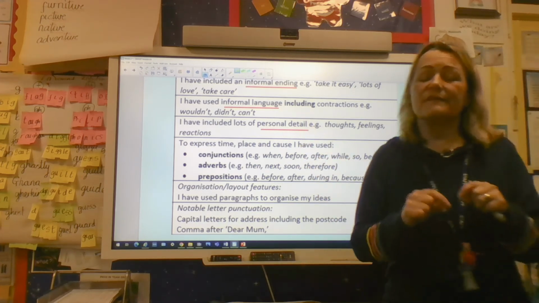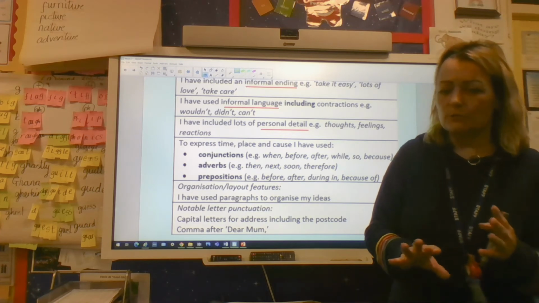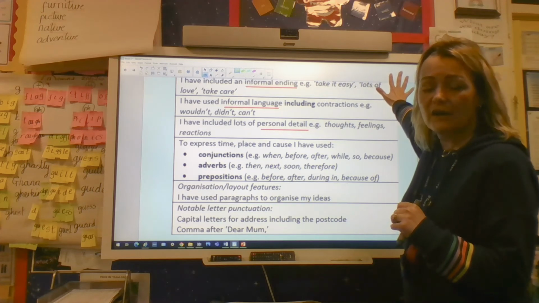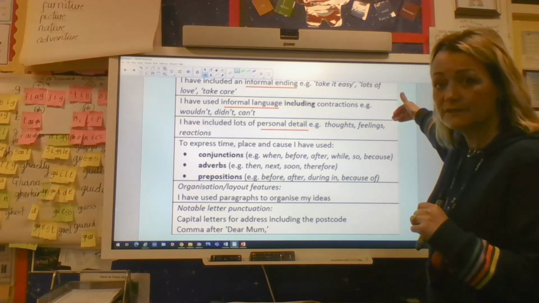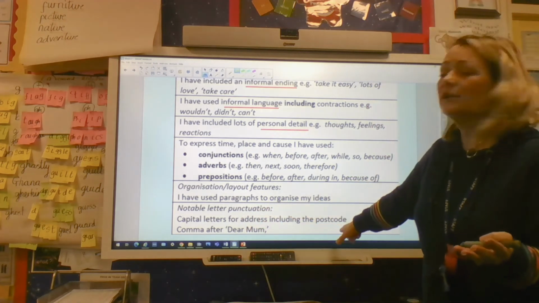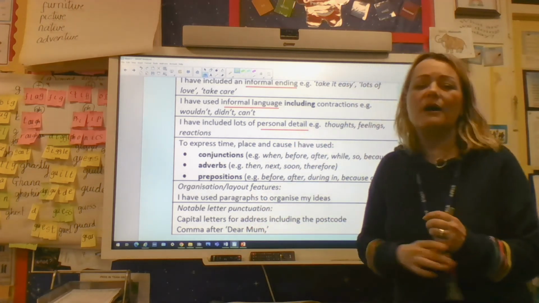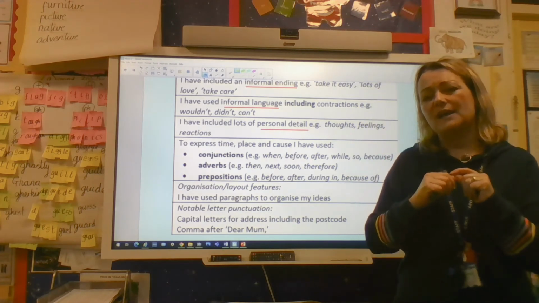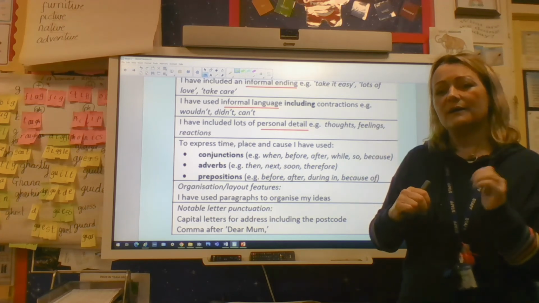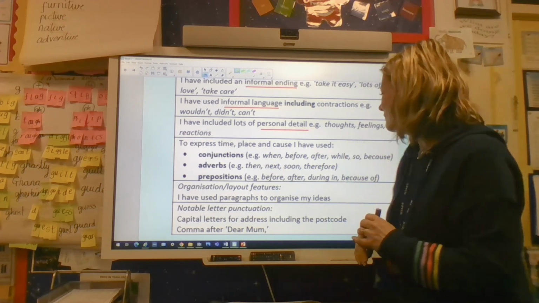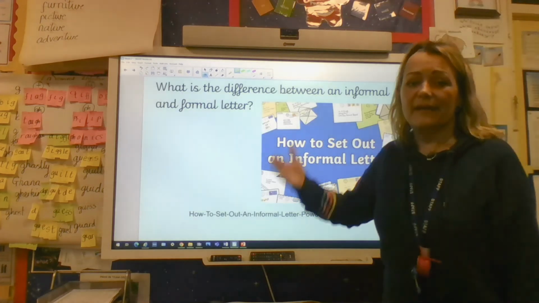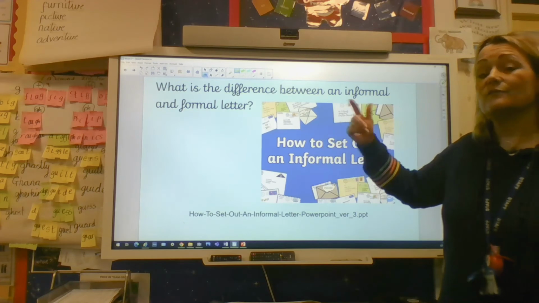And then there are certain things with a letter you must always do. I talked about how you would set the address over on the right hand side, and you would have the postcode written down usually. Use capital letters for the address, including the postcode, and put a comma after your starting address. So dear dad, comma, dear mum, comma, dear friend, comma, whoever you're writing to. So those are the features you're looking for, and your job will be to show that you can understand where they are in a letter.